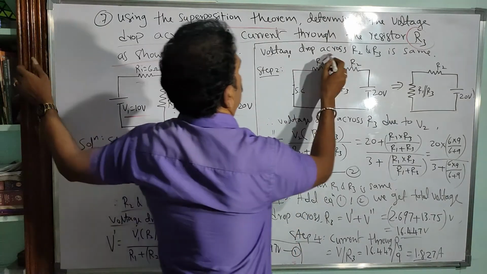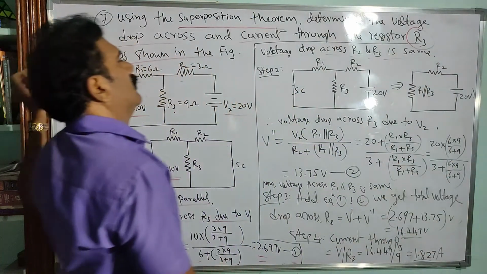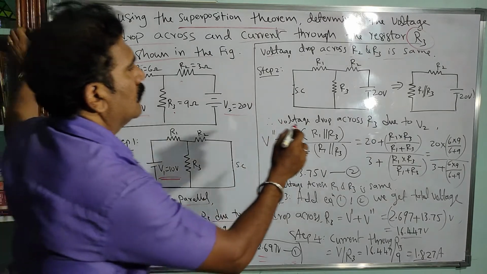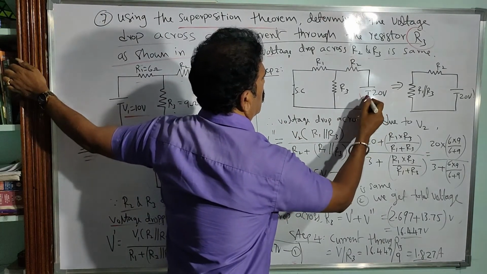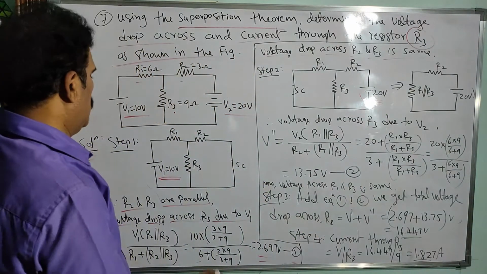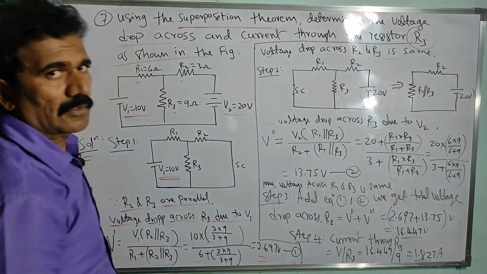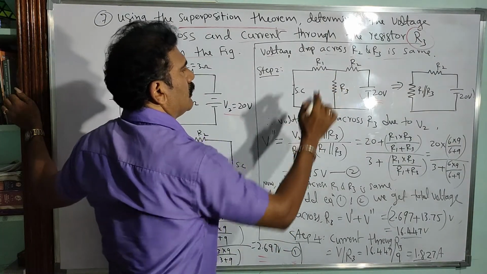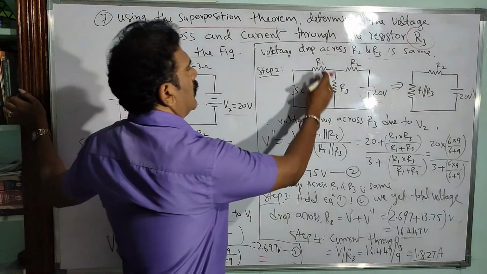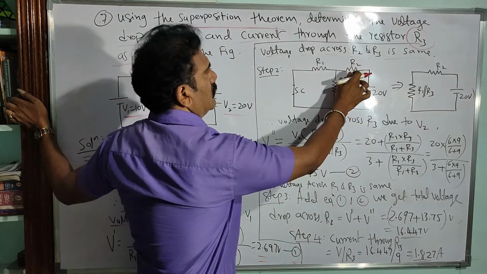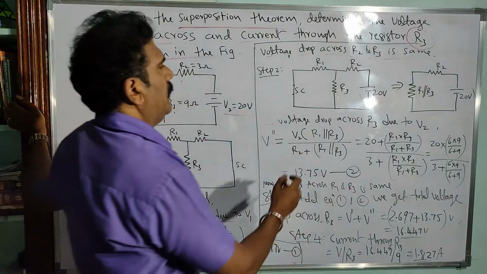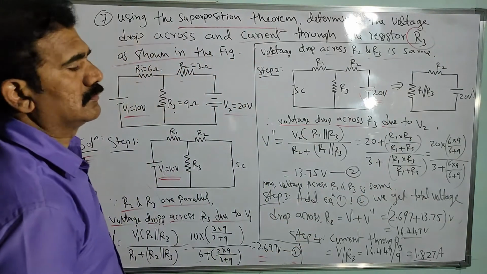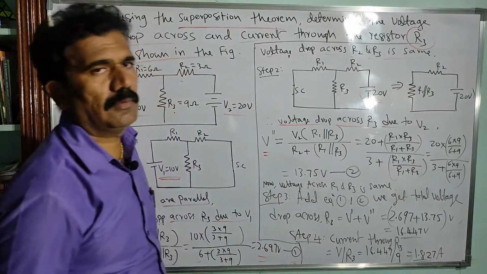So here I have written that the voltage drop across R2 and R3 is the same. Now in the second step, you follow the same method by keeping the voltage source of 20 volts, that is V2, you know. So V2 is equal to 20 volts now, and V1 is short circuited. Clear? When V1 is short circuited, R1 and R3 will become parallel to each other, and that parallel combination is in series with R2. Now write down the voltage drop again across R3 due to voltage source V2. Let it be V double dash.